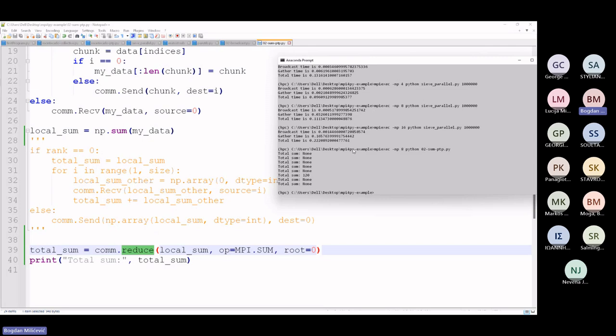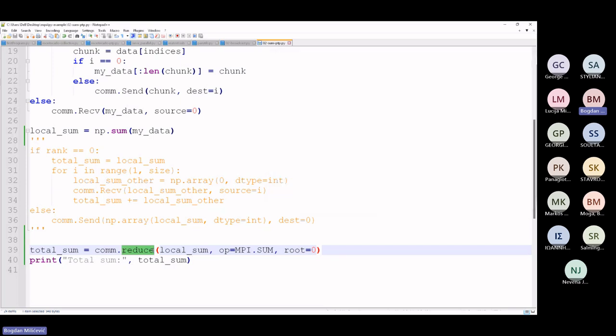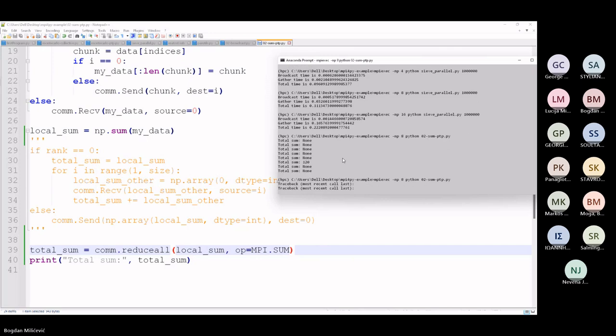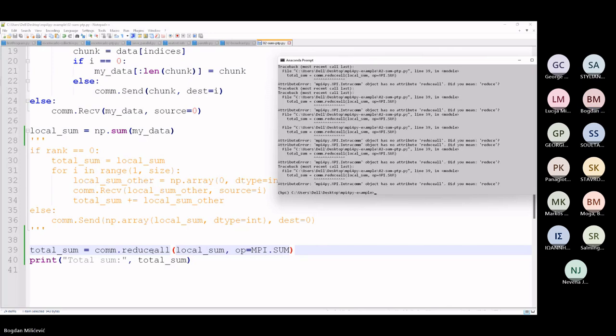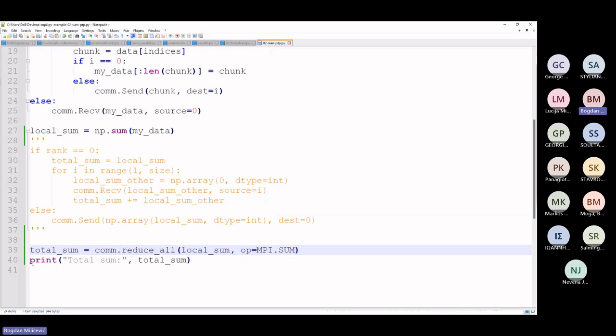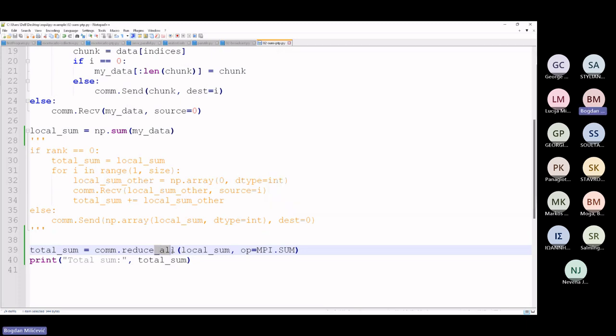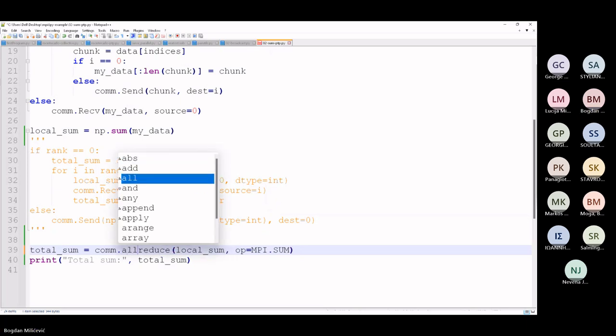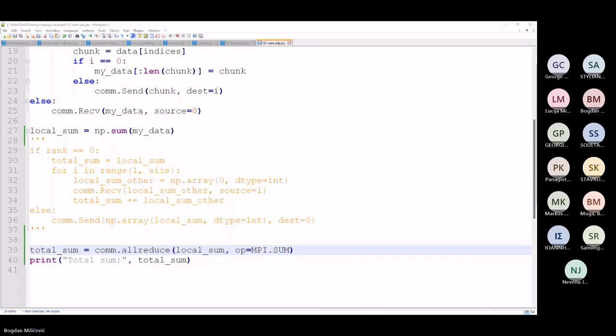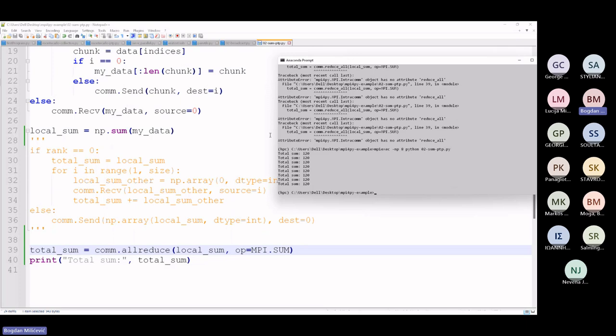Okay, you can see here that only the zeroth process actually has the valid result, and all the others have none. That's because of what we specified. If we say reduce all, I think it's written like this. Maybe it's written like that. I'm not sure by heart. We'll check. Try like this. Okay, it's not like that. Maybe it's all reduce. We will try many combinations. Okay. Try like this. Okay, it's all reduce.